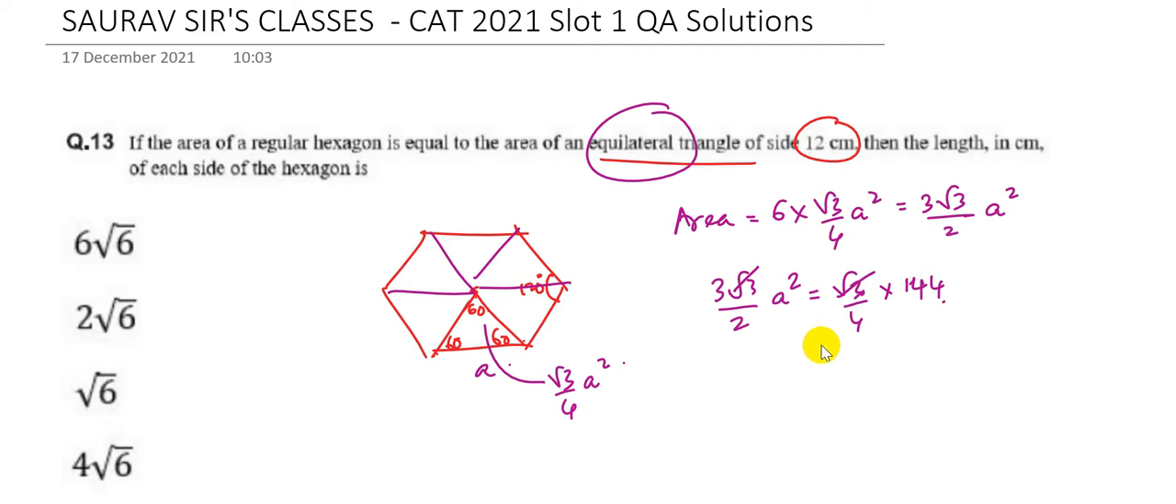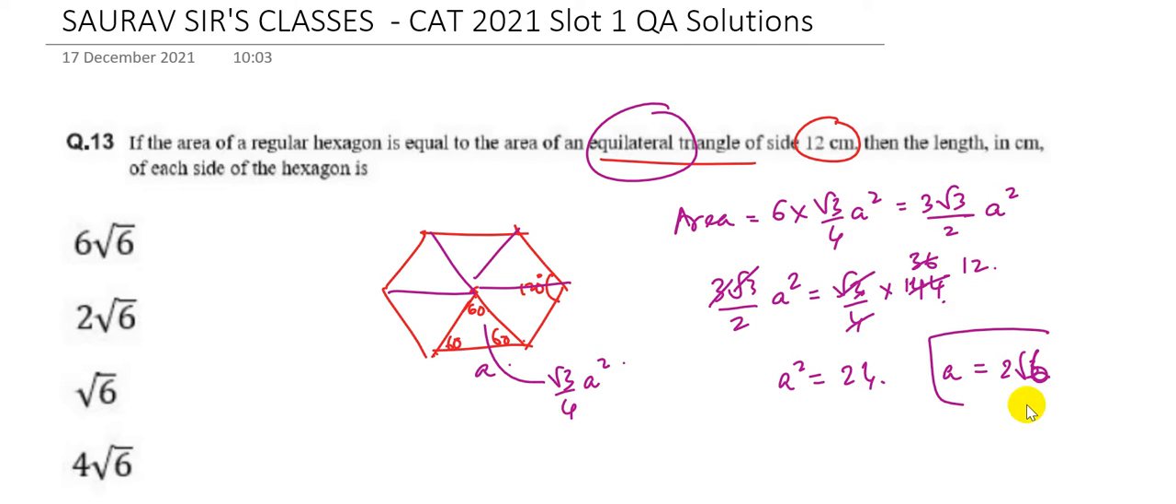Simplifying this, we get 3 cancels out, and 4 and 144 gives us 36 here. 3 and 36 gives 12. So A square is 24. So A is 2 root 6, sorry. So this is the value of the side of the hexagon.